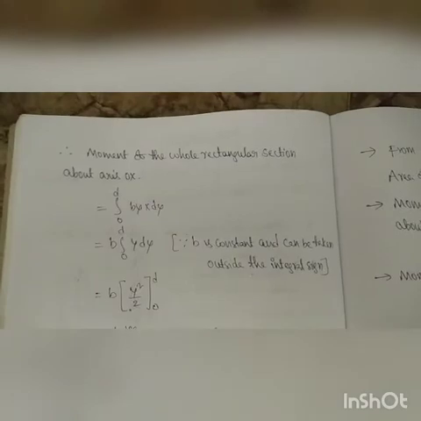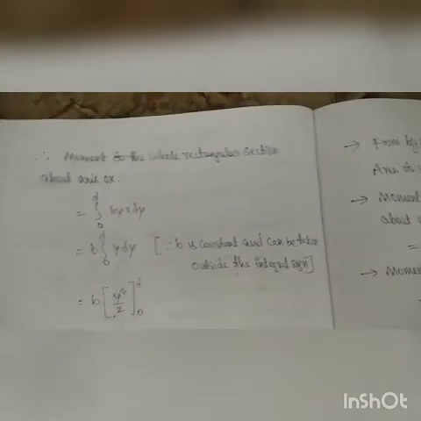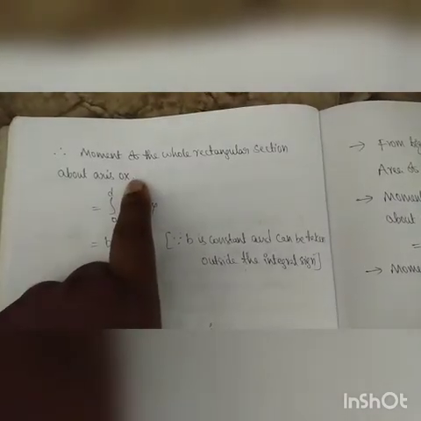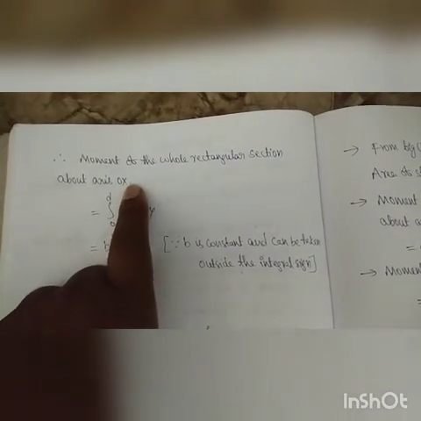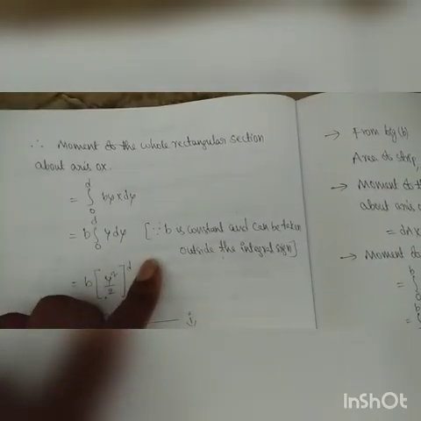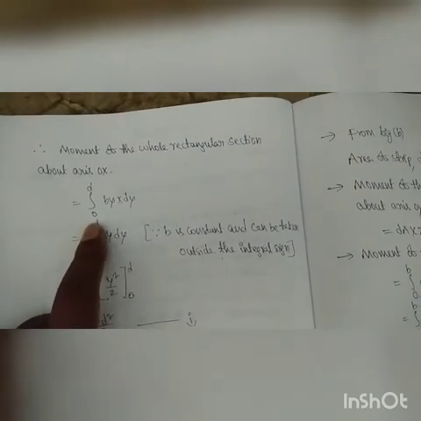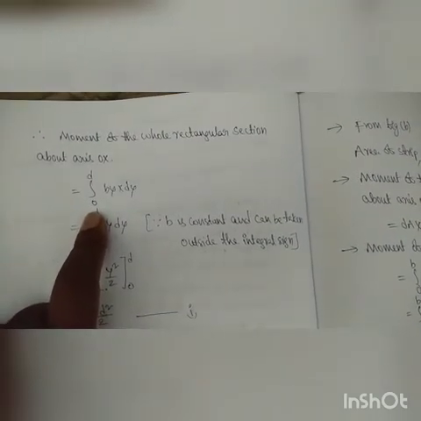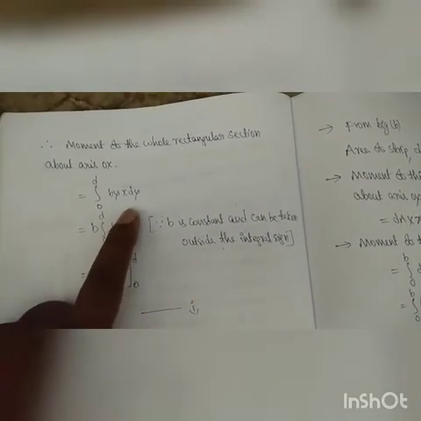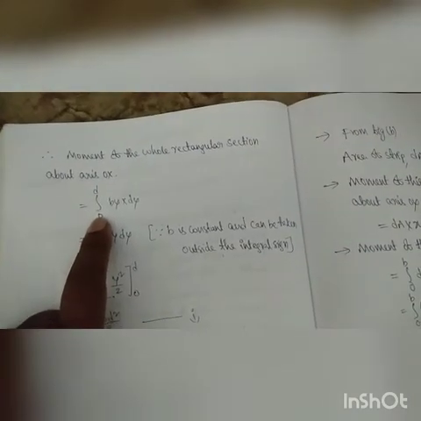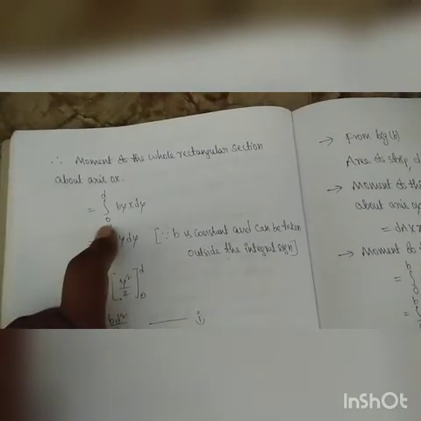For the moment of the whole rectangular section about axis OX, we are taking the total moment of area. Total moment of area means we are going to do the integration for the given moment, which is B into y into dy. We are doing integration for this moment with the limits 0 to D.